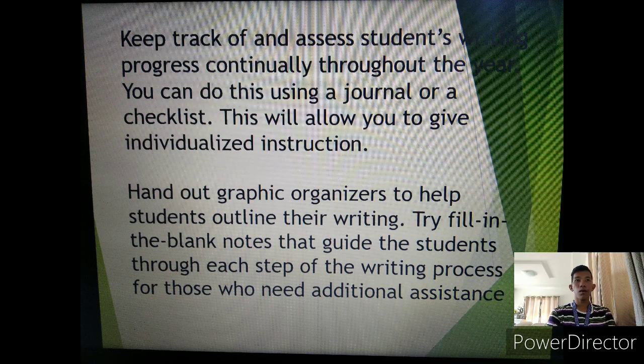Keep track of and assess student writing progress continually through the year. You can do this using a journal or a checklist. This will allow you to give individualized instruction. Hand out graphic organizers to help students outline their writing. Try fill-in-the-blank notes that guide the students through each step of the writing process for those who need additional assistance.